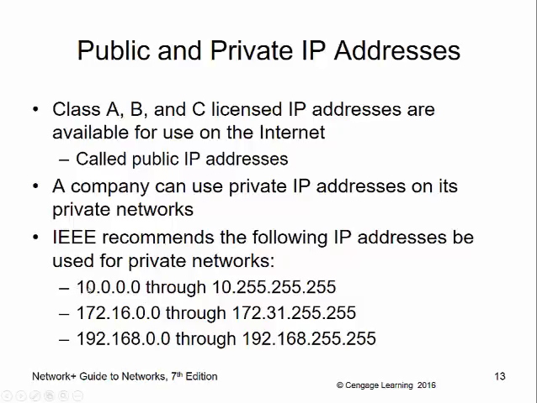For Class A, the entire 10-dot network is reserved. You'll never see that on a public address. For Class B, 172.16 all the way through the 172.31 network, private. And for Class C, 192.168 is reserved for private. And that's why I gave that example earlier. 192.168 is probably the most common network space for anyone's home and even small office use, right? Most cable modems, perimeter routers, whatnot, default to that when they're assigning out network space.